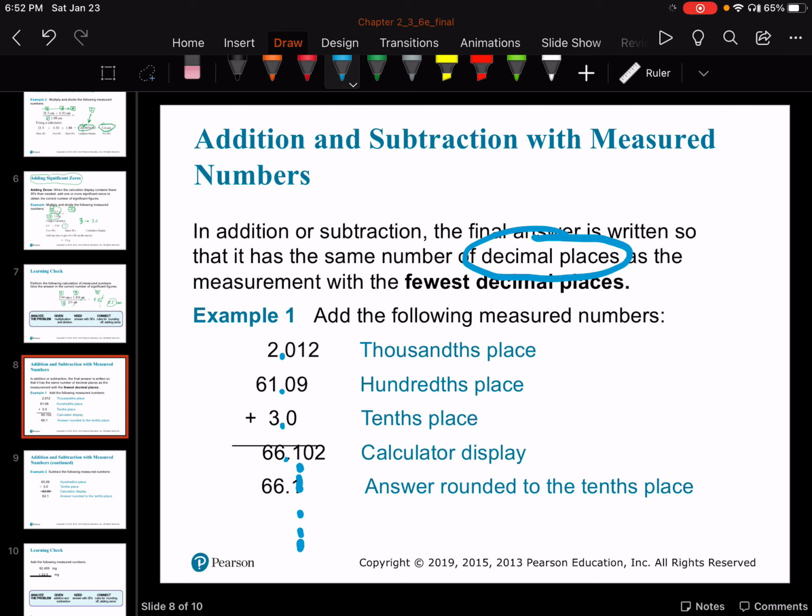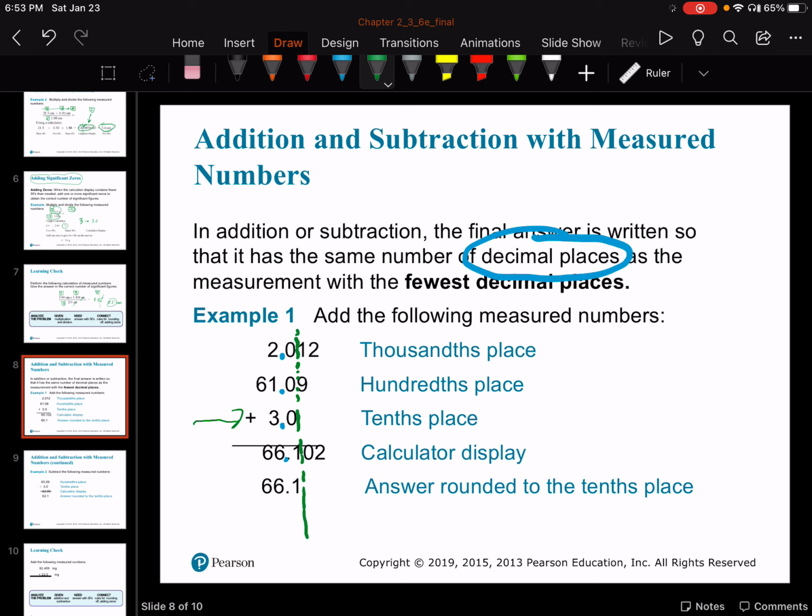That's too thick, isn't it? Let me get rid of that and come over here with green and say you see that's the fewest, right? Okay, so I'm going to put this all in my calculator, add everything up, and when I add it all up, I get 66.102, but because this number here has only got to the 10th place, my answer can only go to the 10th place.